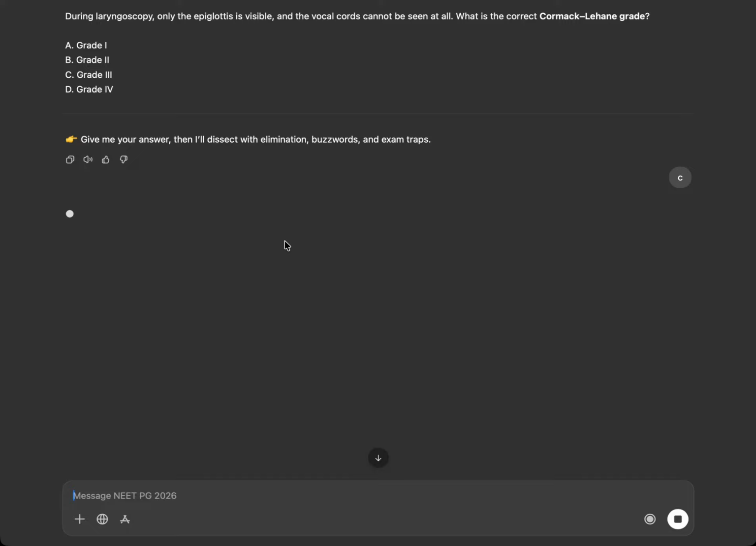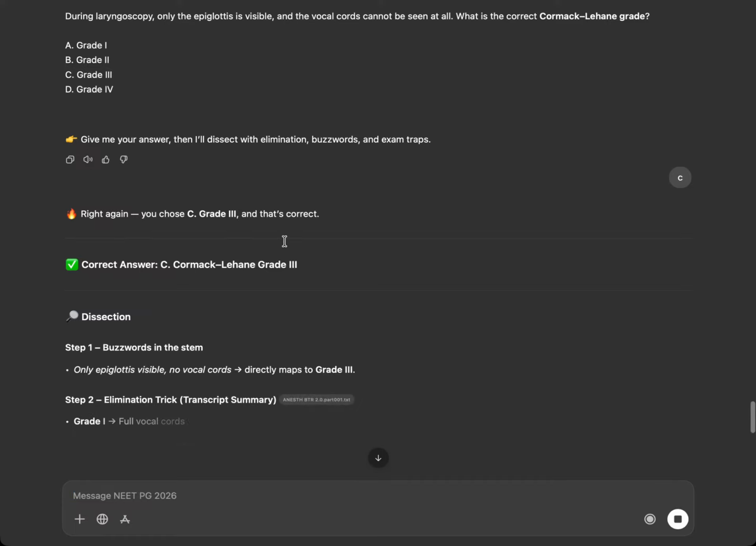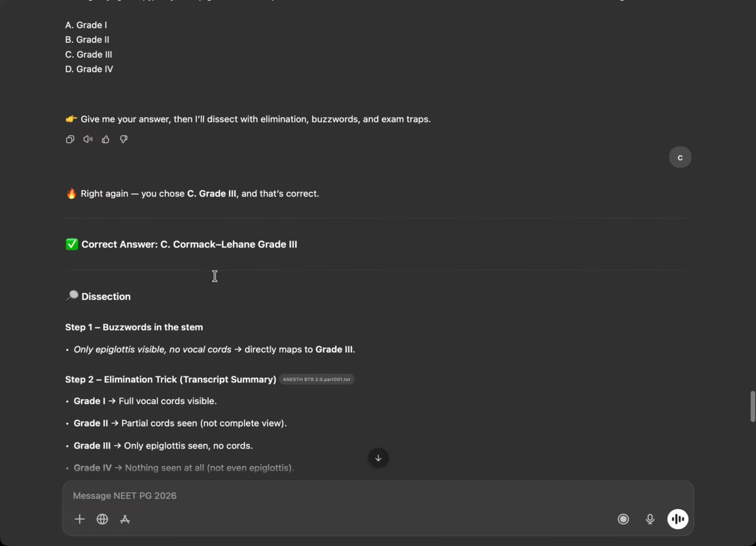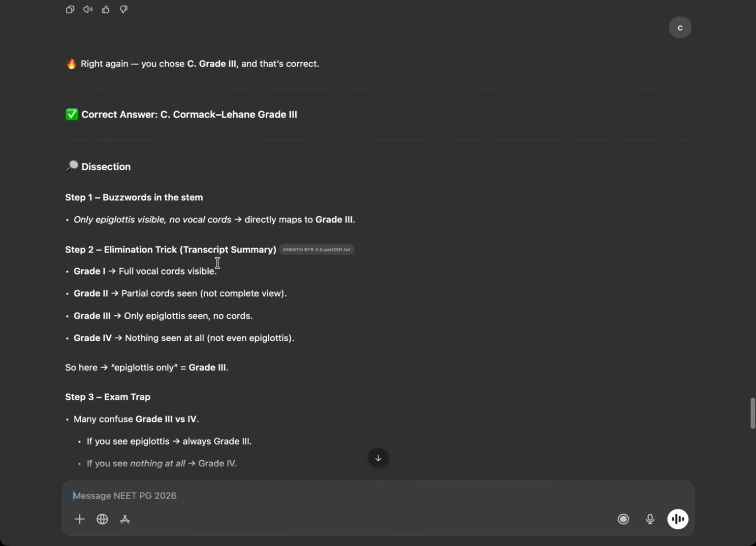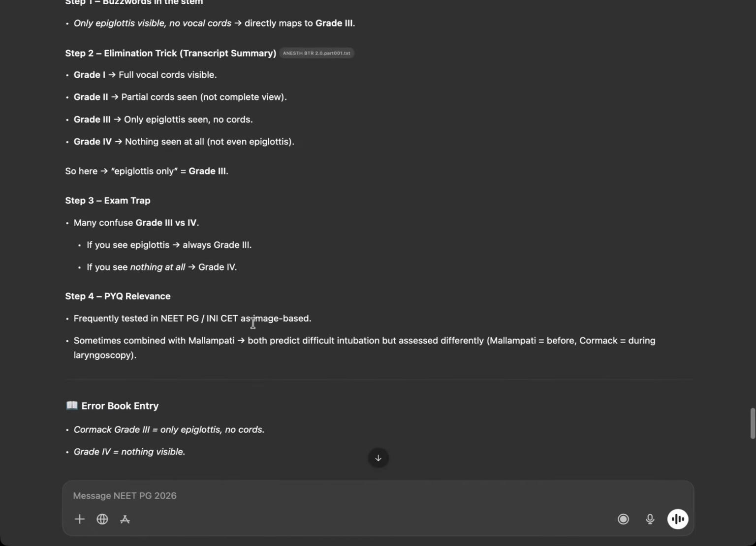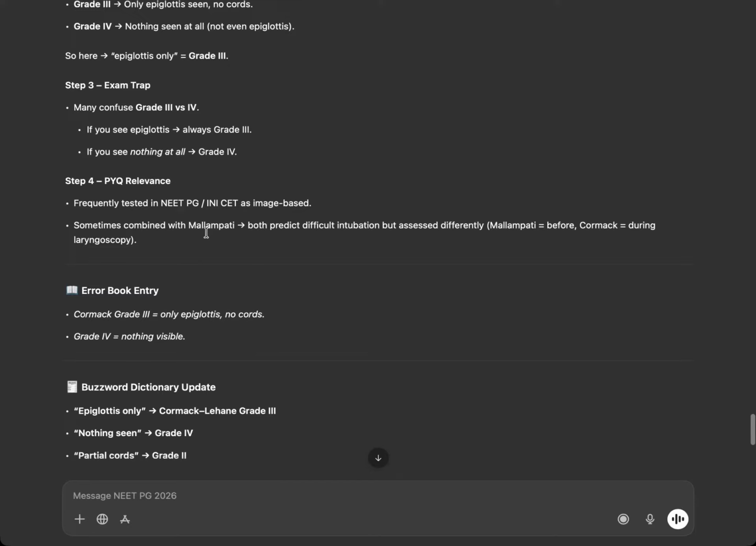Cormack line grade. In this, we grade it using the visual output we see in the laryngoscopy. So we judge it based on the visibility of the vocal cords and epiglottis. In grade 1 we see the full vocal cords. In grade 2 partial vocal cords are seen, not completely. Grade 3, only epiglottis seen, no cords. Grade 4, nothing is seen. Okay, we'll move forward with this.